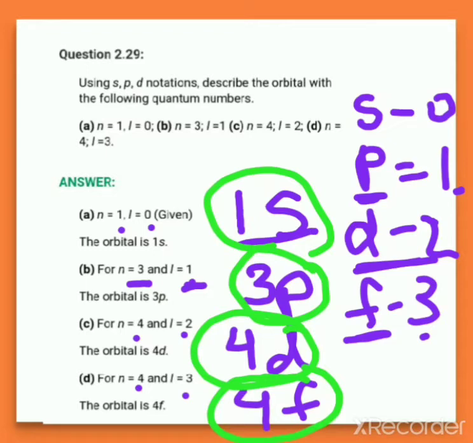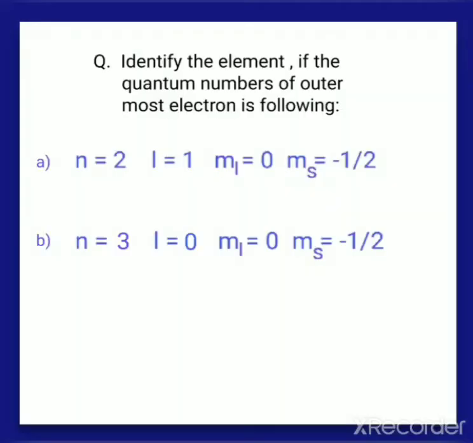Next question. Identify the element if the quantum numbers of the outermost electron are given, that is, the four sets of quantum numbers are given for the outermost electron. On the basis of these quantum numbers, we can identify the element. Because we have studied that no two electrons in an atom can have all four quantum numbers the same. So let us do the first one.